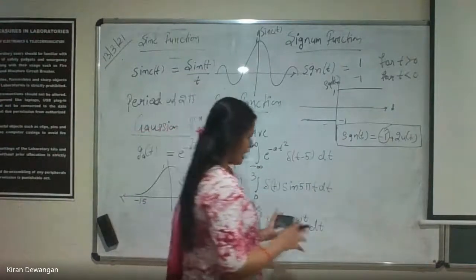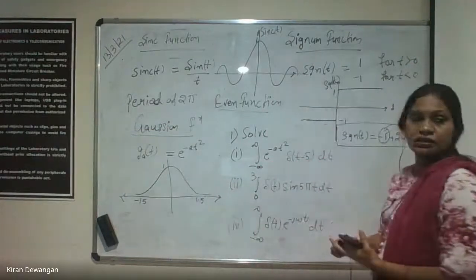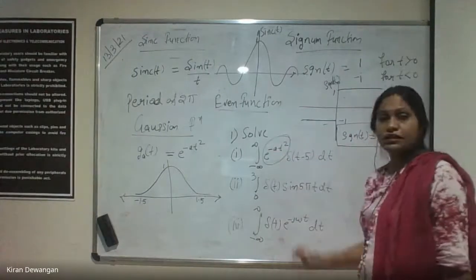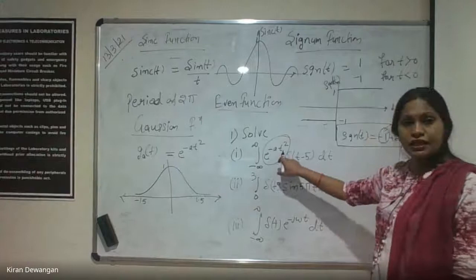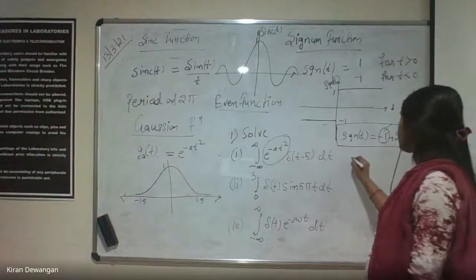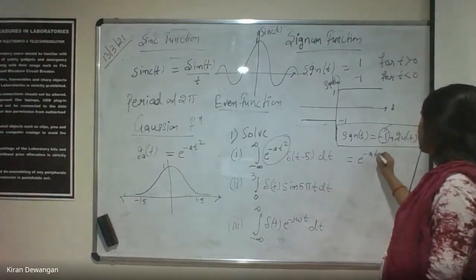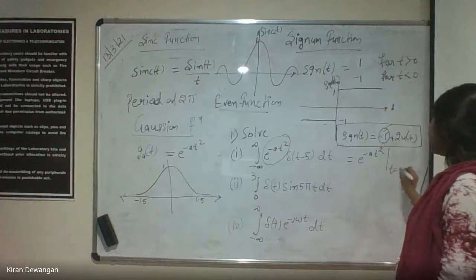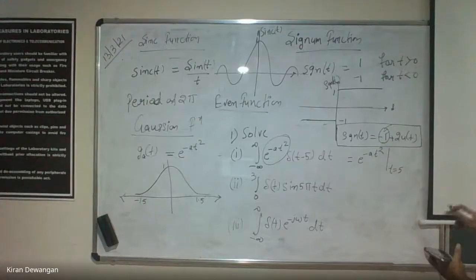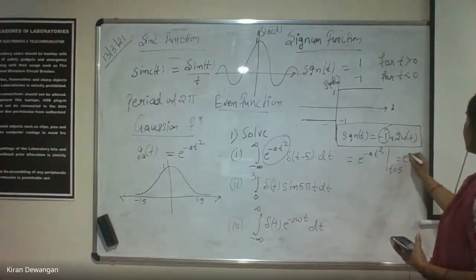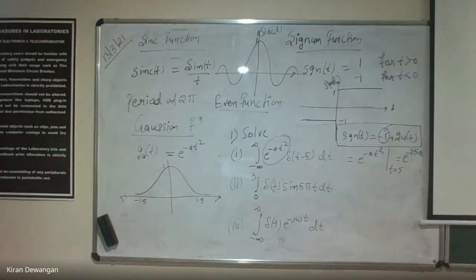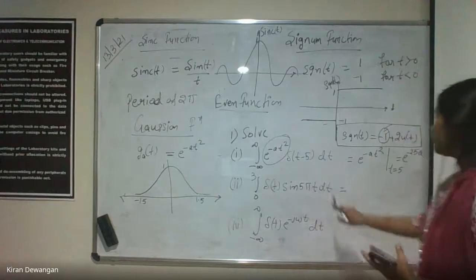So after applying the property, this is going to be our x t, e to the power minus a t square. Then t minus 5 will exist at t equals to 5. So this becomes e to the power minus a t square at t equals to 5. So here this becomes e to the power minus 25a. Clear? Similarly, we can solve this also.